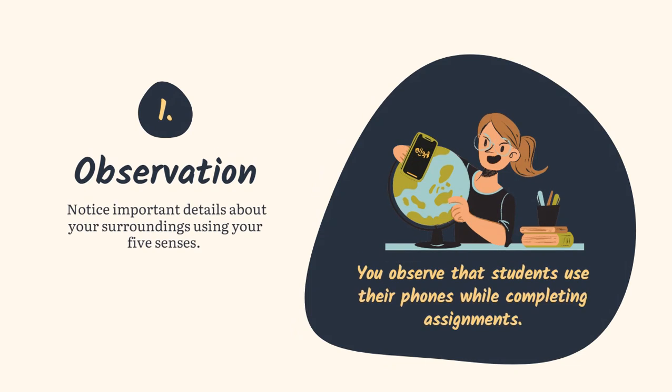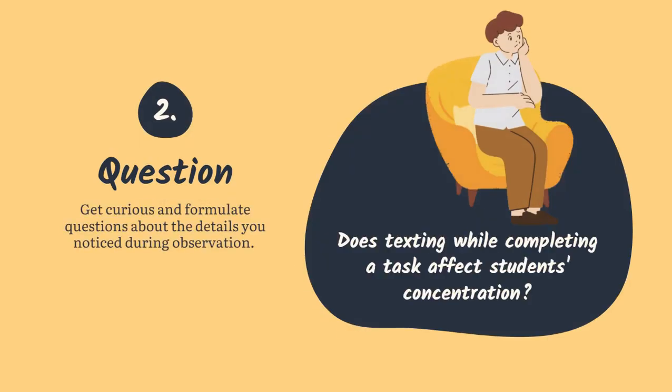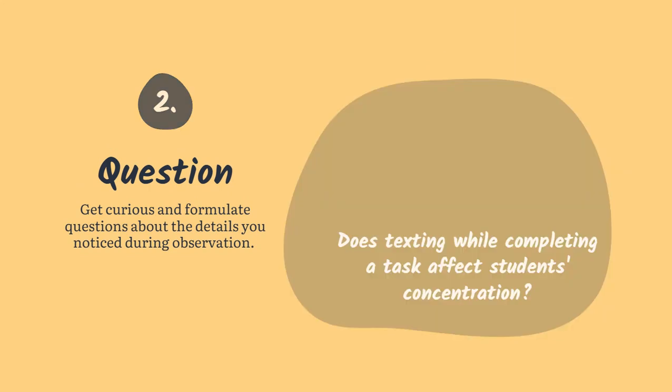Step 1. Make an observation. Notice important details about your surroundings using your 5 senses. For our example, we observe that students text on their phones while completing assignments. Step 2. Ask questions. Get curious and formulate questions about the details you observed. Our question in this example could be, does texting while completing a task affect student concentration?